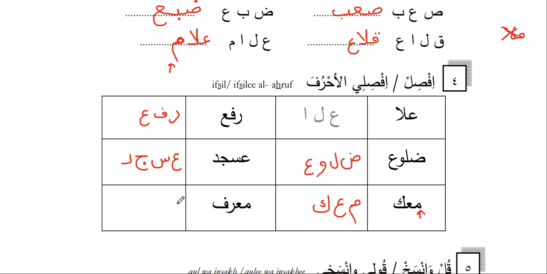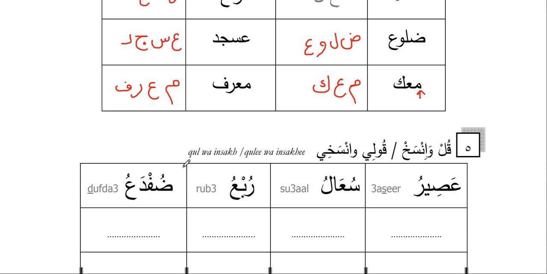Meme, how are you going to write? Clockwise with the tail going down. Meme. Ain, small c and bigger c. Ra and fa. That's how you will separate the letters.